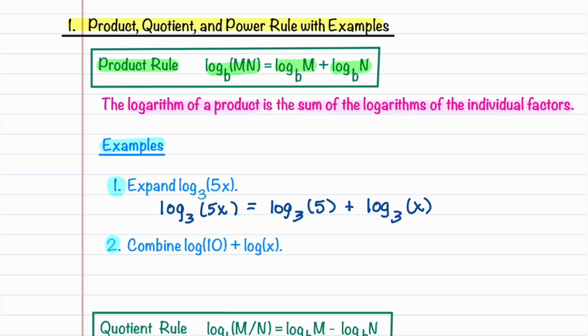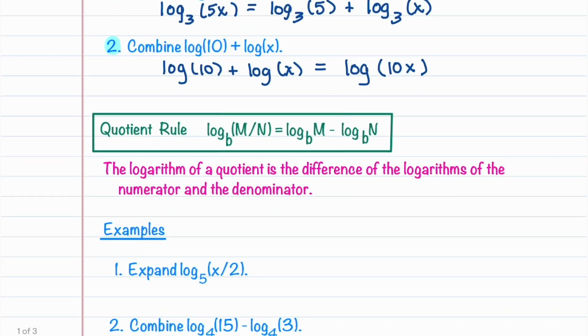Now we're going to do the opposite. We're given two logs and we want to combine them. Notice that they have the same base so that we can combine them. We can write down that log of 10 plus log of x is equal to the log of 10 and x multiplied together. So that's just the log of 10x. Notice in this last example that there was no base b written because we were working with a common log.